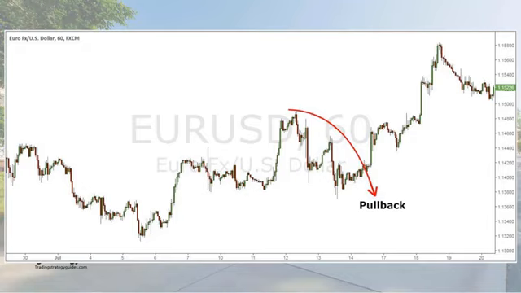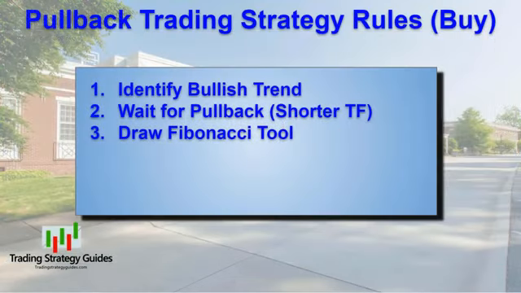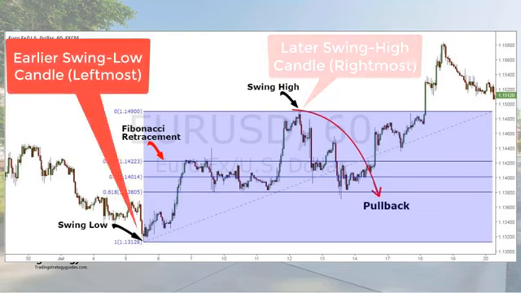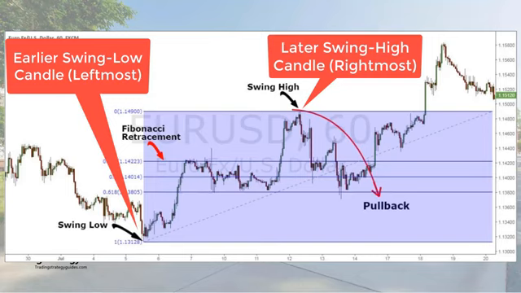pullback trading strategy. Step number 3, place your Fibonacci retracement indicator between the last swing high and swing low levels prior to the pullback. Identify the most recent swing low and swing high and place your Fibonacci retracement indicator between the two swings. Note that when you draw your Fibonacci retracement, you should click first on the earlier candle and then click second on the later candle. In other words, it should be placed from left to right.